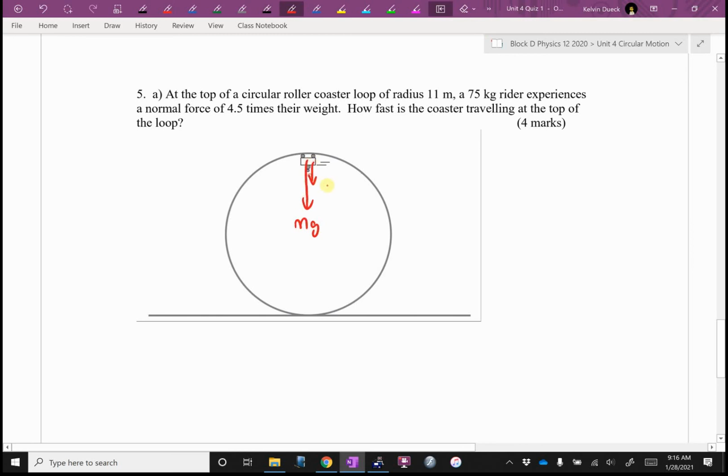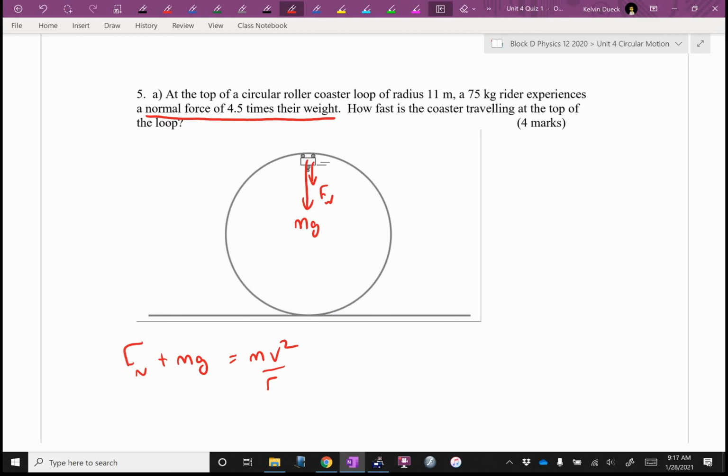Yeah. So I'm going to get this equation. Winner plus winner equals mv squared over r. Do I know m? Okay, mg is not a problem. Do I know the normal force? I do. It's 4.5 times their weight. How do I calculate someone's weight? mg. Okay? Don't get mass and weight confused.